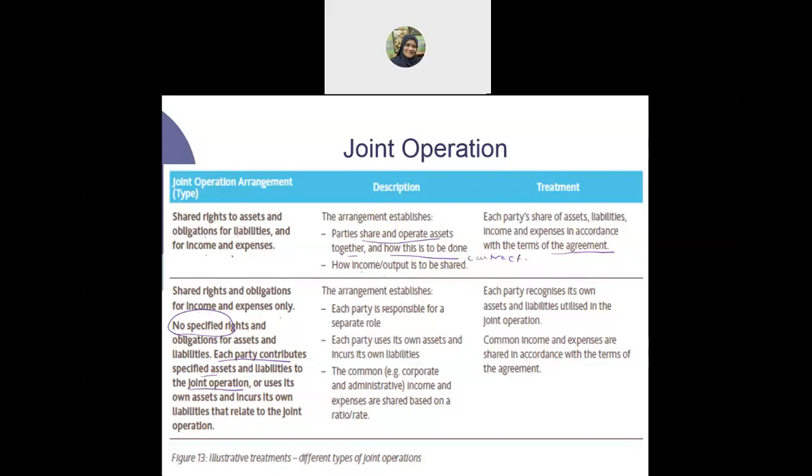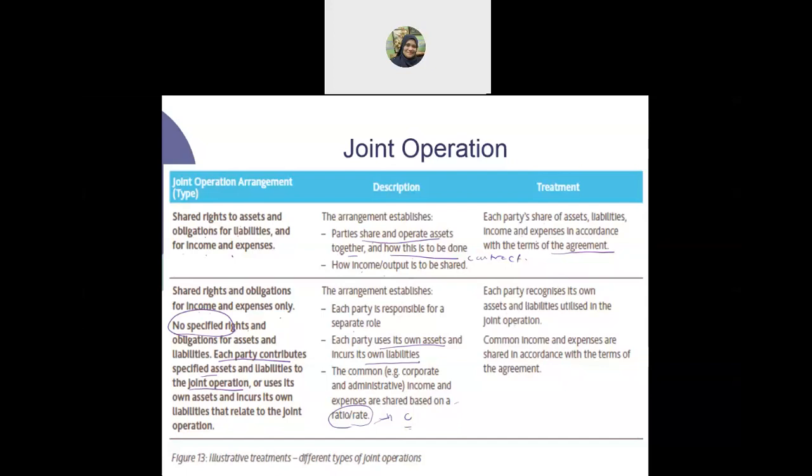The arrangement establishes that each party is responsible for a separate role. Each party is going to use its own assets and incur its own liabilities. The common corporate and administrative income and expense are shared based on the ratio or rates agreed in the agreement.